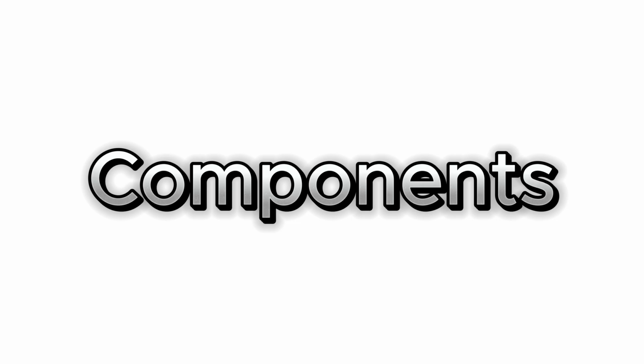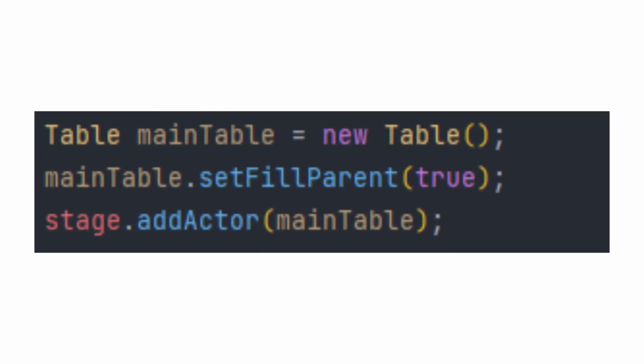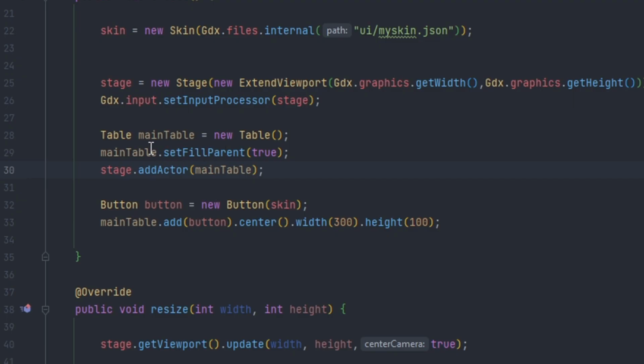Now let's start by adding components to our stage. First, we want to create a new table. Now why use a table? A table is an easier way to manage actors, to position them in the correct order. Now we can create a new table like this. First we do table equals new Table, then we do table.setFillParent, which fills the stage. Then we take the stage object and we do addActor and put the table as the parameter.